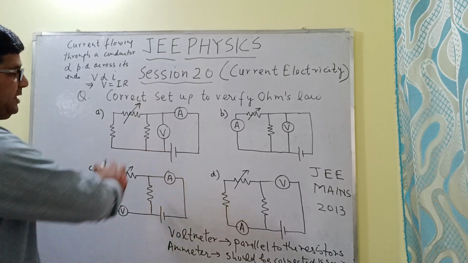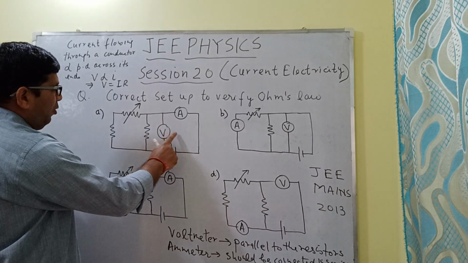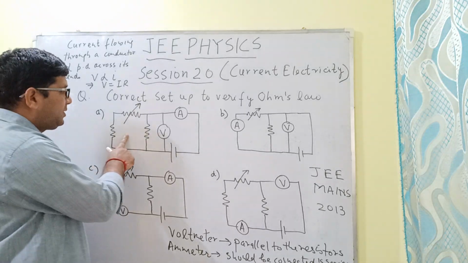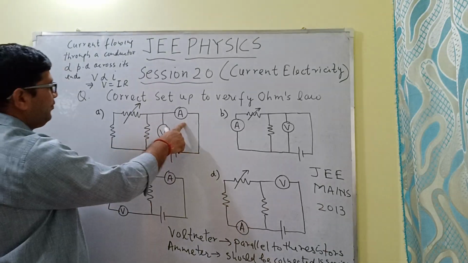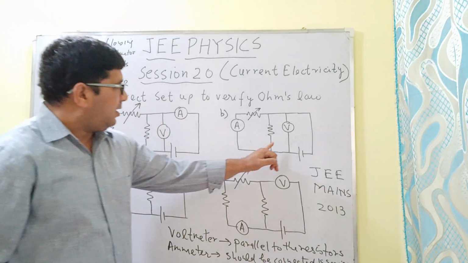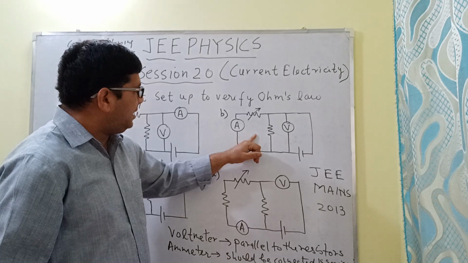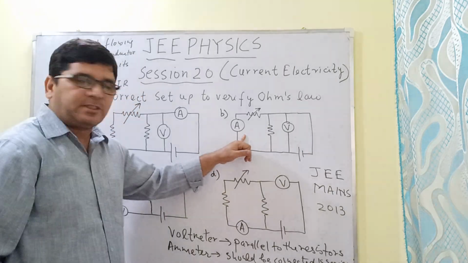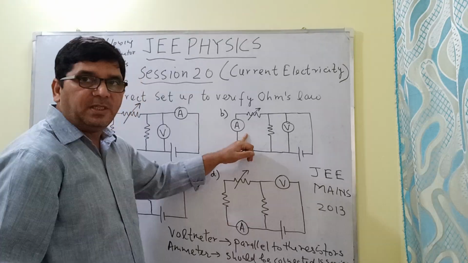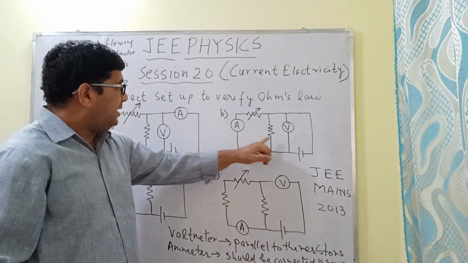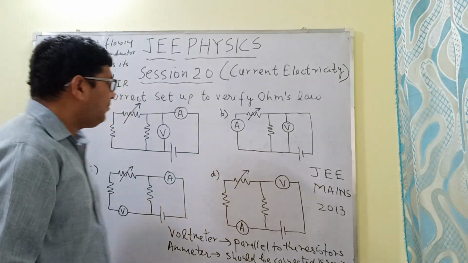If we see these four options here, we can see that in the first option, the voltmeter is connected in parallel to these resistors, and the ammeter is connected in series. In the second option, the voltmeter is connected in parallel to the resistor. However, the ammeter is also connected in parallel, and it should be in series.